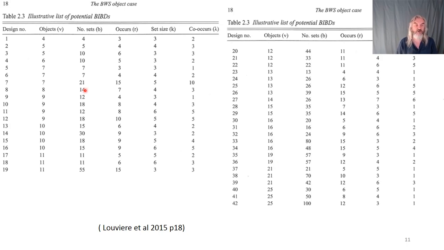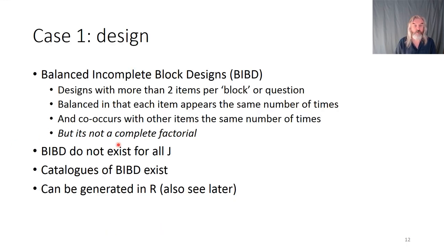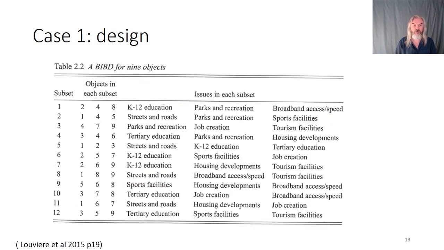But if the number of objects you're trying to evaluate falls within one of these lists, then you have choices where you can just go and pick up a catalogue and basically look at a predefined design that becomes available to you. If you have picked a number of objects that doesn't have a design, there are mechanisms you can use. They can also be generated in R if you're not off the catalogue.